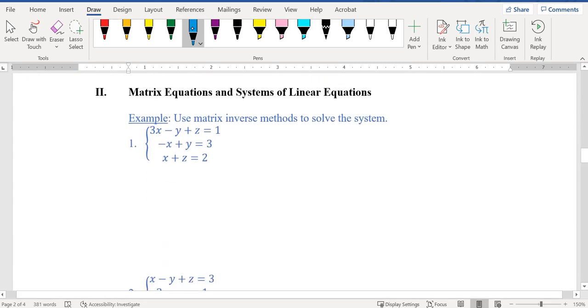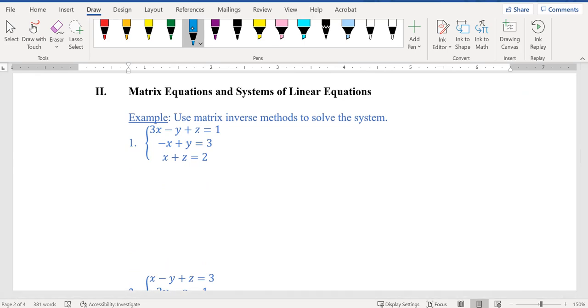All right, let's go work with some matrix equations. Matrix equations and systems of linear equations. Use matrix inverse methods to solve the system. Okay, I'm going to write three matrices. First, I'm going to get my coefficient matrix.